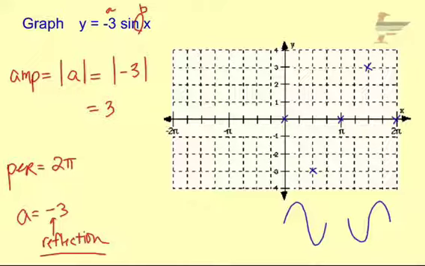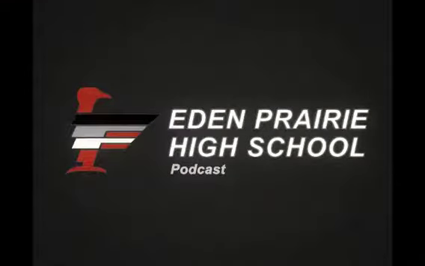We actually don't have any shifting, so those are the points that we want for our graph. And there's one cycle for the sine. I can go to the left and get another cycle up here. So this is how we do a sine graph with a reflection.